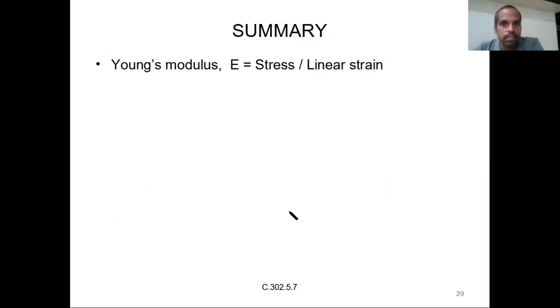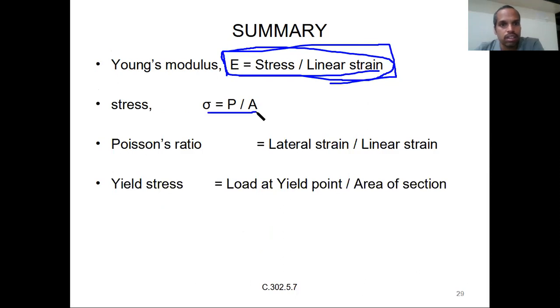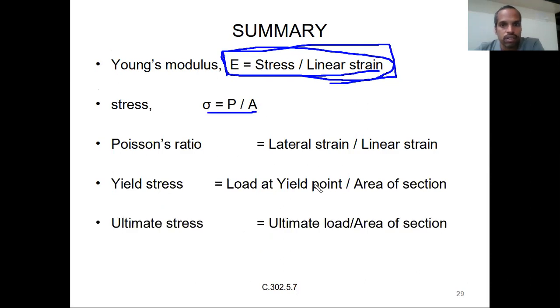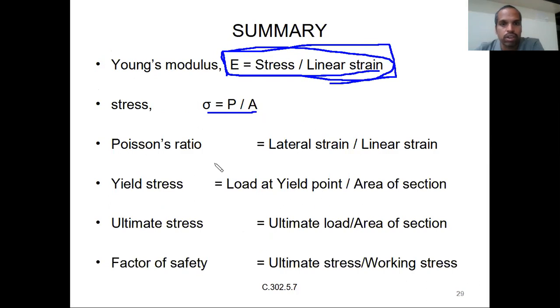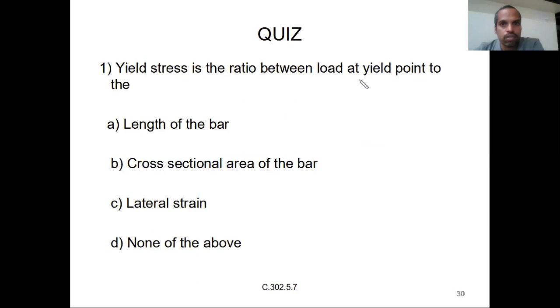Okay. Now let us summarize what we have discussed here. Young's modulus we have discussed. We have calculated the Young's modulus using different formulas. From this we got one more thing. Up to the previous lecture, we knew that Young's modulus is equal to stress by strain. From now onwards, be careful: it is stress by linear strain. That you have to remember here. Poisson's ratio, yield stress, ultimate stress, factor of safety, how to calculate all these things we have discussed. Yield stress is the ratio of the load at the yield point to the cross section area of the bar.